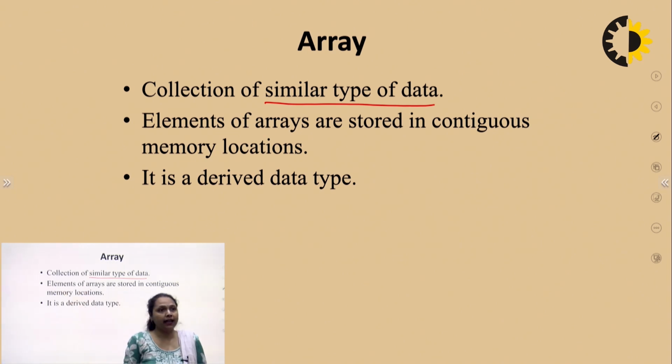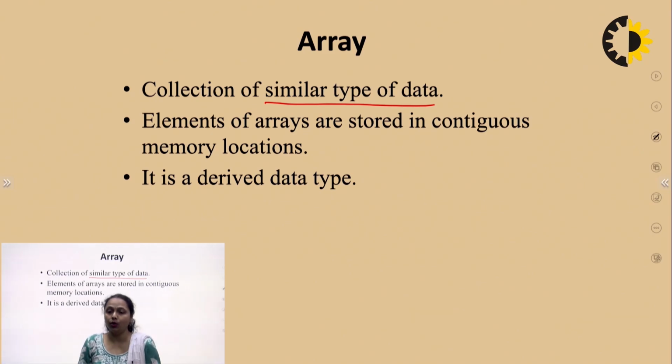The elements of an array are stored in contiguous memory locations, and it is a derived data type. So arrays come under derived data types. What are derived data types? They are data types which have similar features or properties as the primitive data types, but with some extensions. The behavior remains the same as that of primitive types, but their working is a little bit different. But one thing we have to remember, an array must contain similar type of data within it. We cannot merge multiple kinds of data within an array.